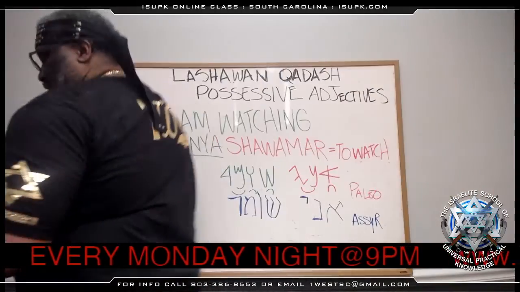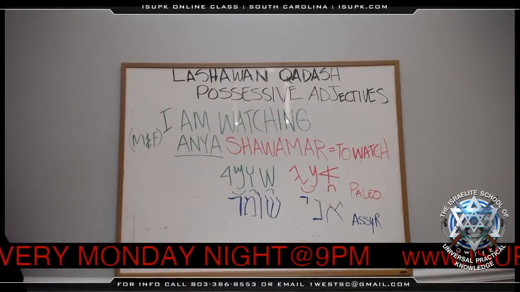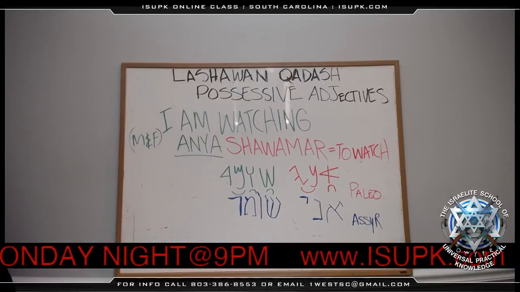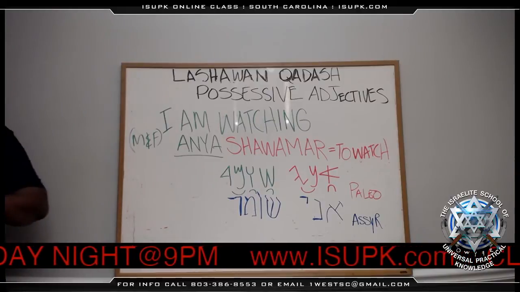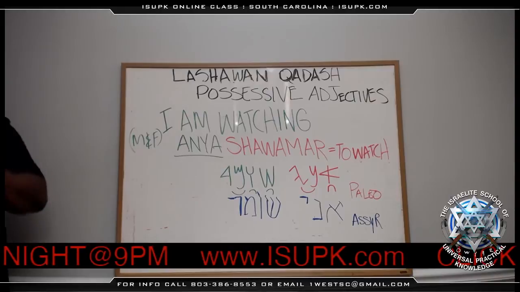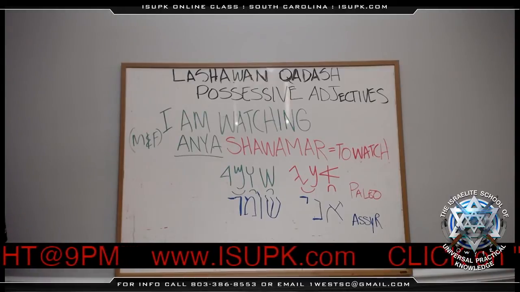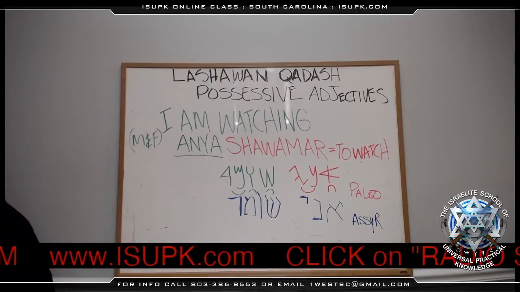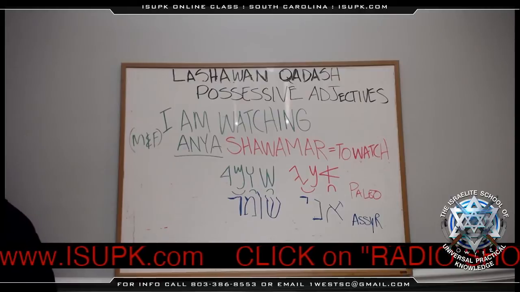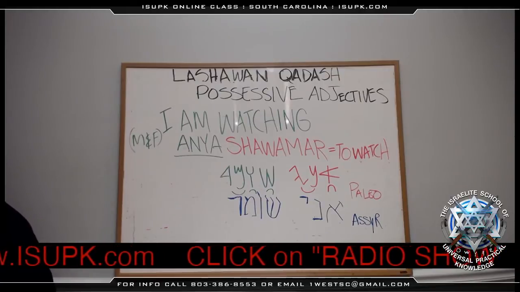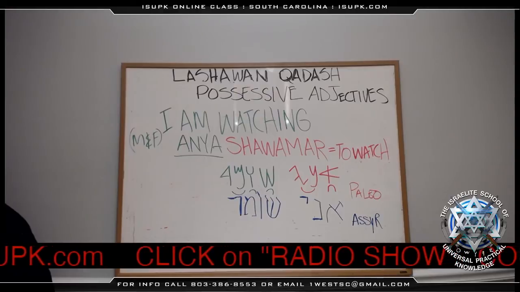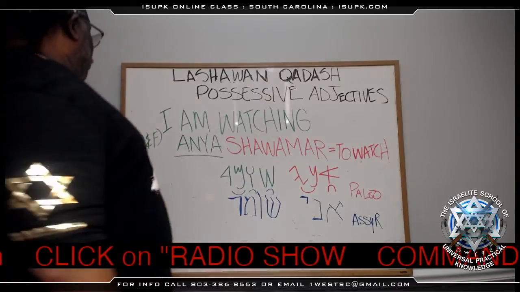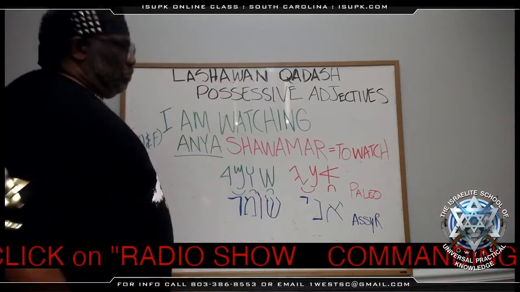There we go. Give you a chance to write that down, guys. That's when you say, well, I am watching. That's male or female in this case, when we're using it this way. And we'll get to the man and how the brother said and the sister said, but you can use this male and female. Anya, anya, shawamar.